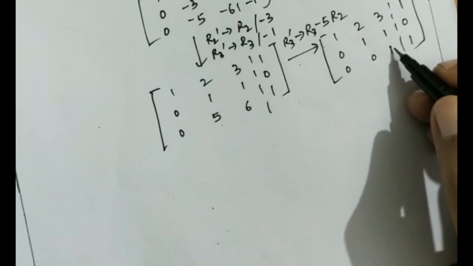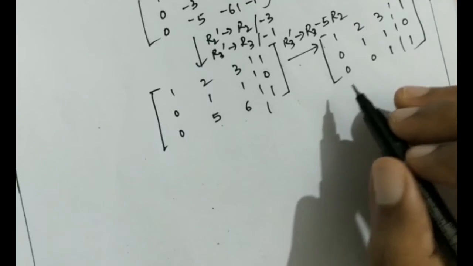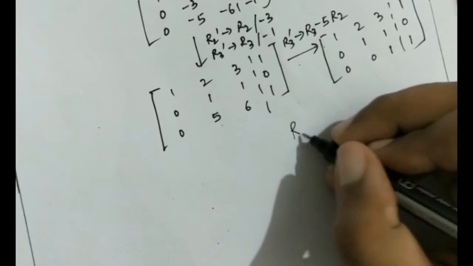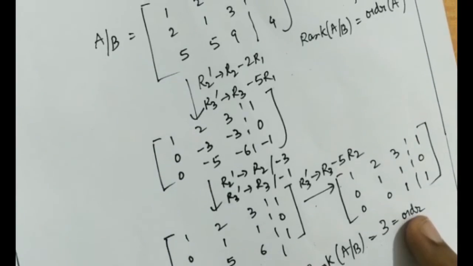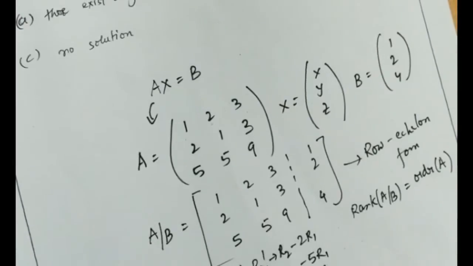So no further operation is possible. The maximum possible rank of the matrix A by B is equal to 3, which is equal to the order of the matrix. Therefore, we will say that for this type of problem, we will only have a single solution. There exists only one solution.